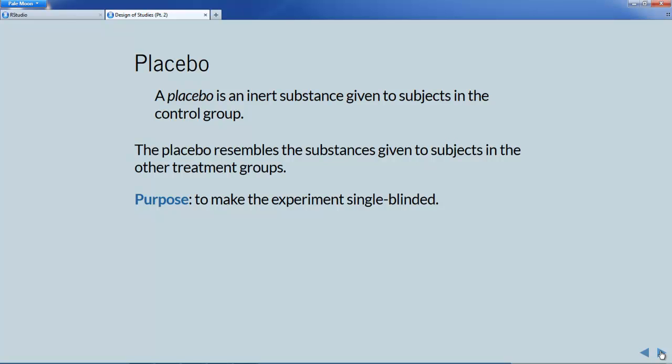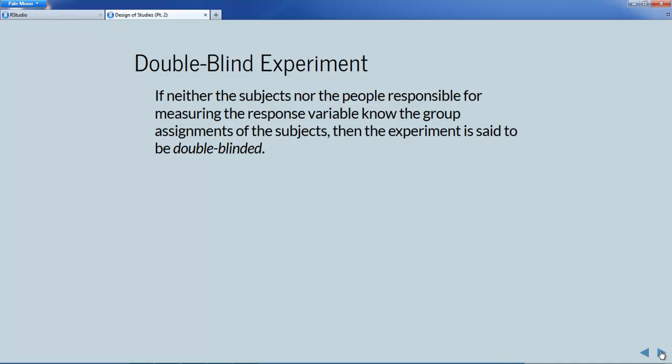In the case of the vaccine study, one group might get the real vaccine in a needle, but the placebo group will also get something in a needle of the same size that feels the same, and the substance that they get will be a liquid that looks like the vaccine, but is really inert and doesn't do anything to them. If neither the subjects nor the people responsible for measuring the response variable know the group assignments of the subjects, then the experiment is said to be double-blinded, and that's sort of an ideal we'd like to obtain.